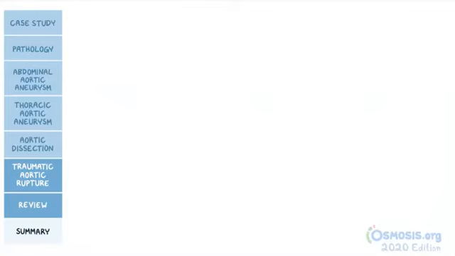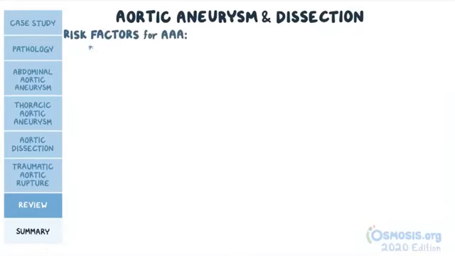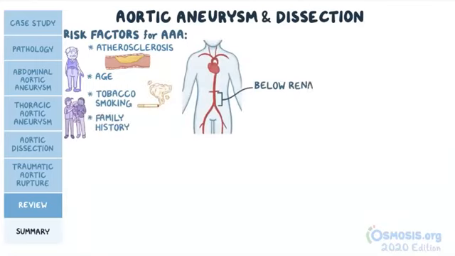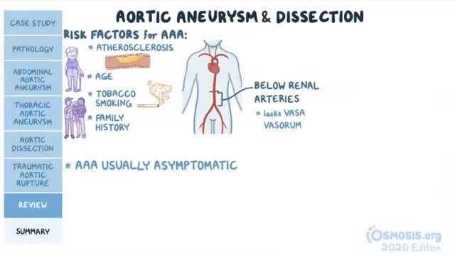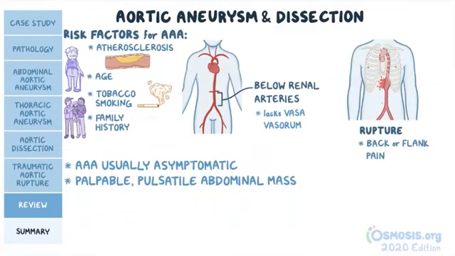Alright, as a quick recap, aortic pathology includes aortic aneurysm and dissection. Risk factors for abdominal aortic aneurysm include atherosclerosis, age, tobacco smoking, and family history. This usually occurs below the renal arteries due to the lack of vasa vasorum. Abdominal aortic aneurysm is usually asymptomatic, but may present with a palpable pulsatile abdominal mass on examination. The most worrisome complication is rupture, which presents with back or flank pain, hypotension, and a pulsatile abdominal mass.